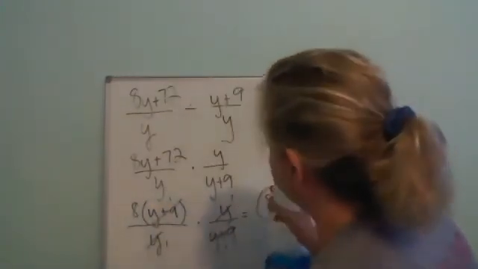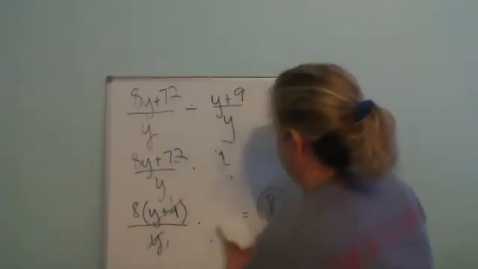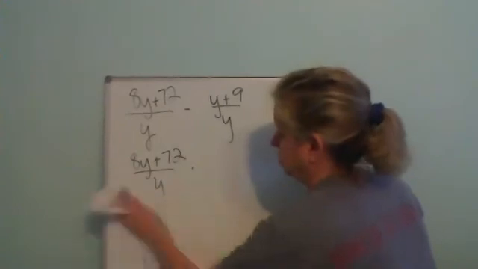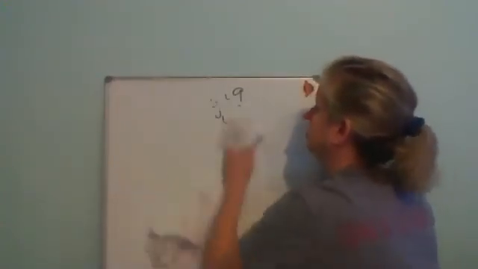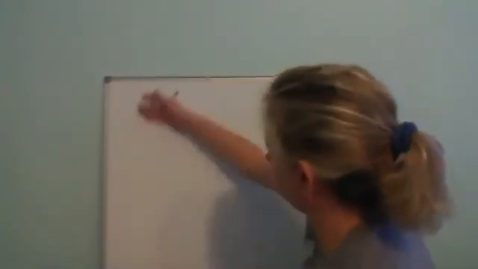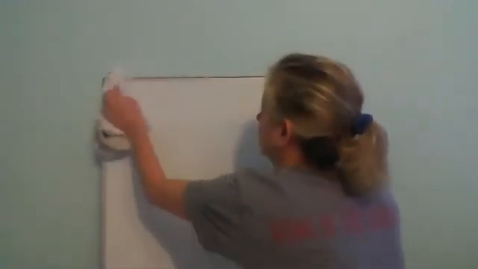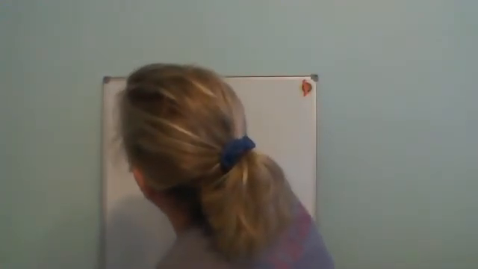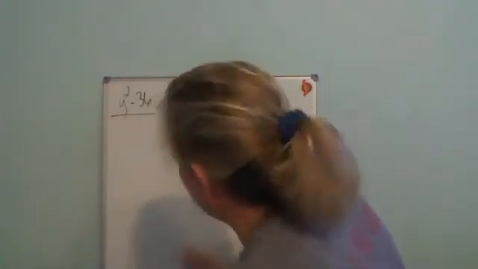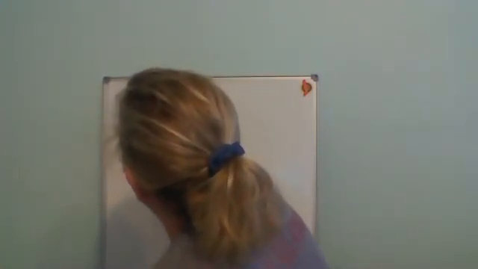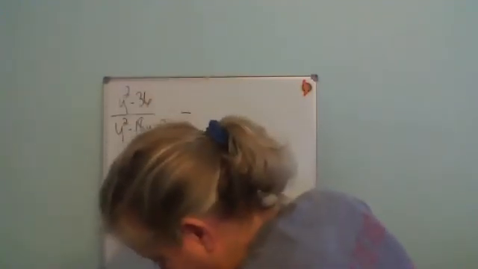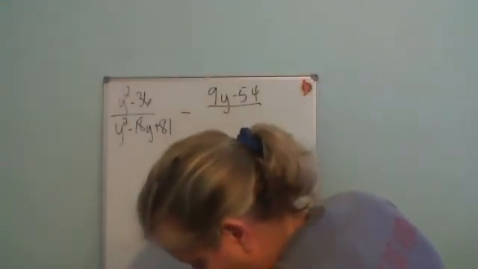All right, last one, number 12. y squared minus 36 over y squared minus 18y plus 81, divided by 9y minus 54 over y squared minus 8y minus 9.